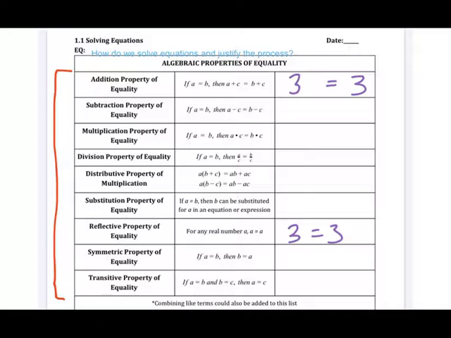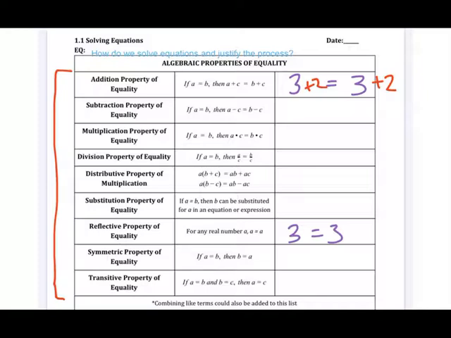So the addition property says if these two things are the same, I'm allowed to add a number as long as I add it on both sides and as long as I'm adding the same number. That's the addition property. Think about what we're doing. We're adding 2 on both sides. We're allowed to do that because of the addition property. And this is true. We know that the left-hand side would be equal to 5 and the right-hand side would be equal to 5.